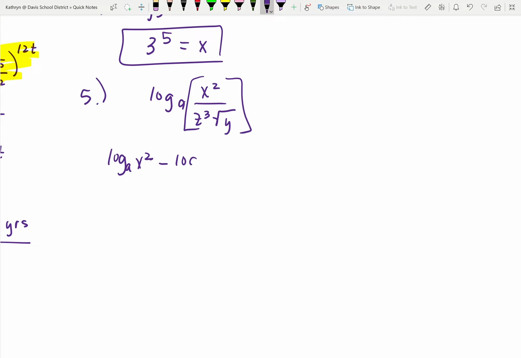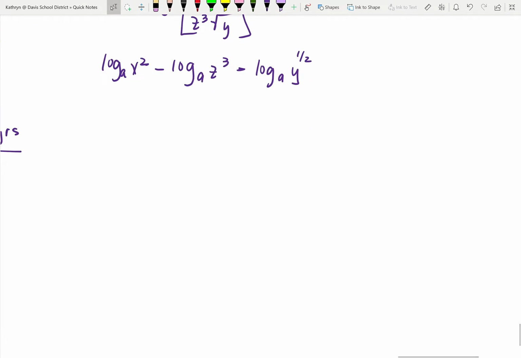The z is on the bottom, so it's a negative. Log base a of z to the third. The y is on the bottom, so it's also a negative. And that's log base a of the square root of y, which is the same thing as y to the 1/2. Now that is not fully expanded, so don't substitute in yet. We've got to bring those exponents down. So it's 2 log base a of x minus 3 log base a of z minus 1/2 log base a of y. Now I can substitute.